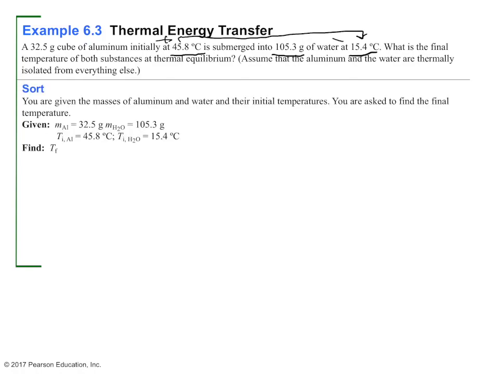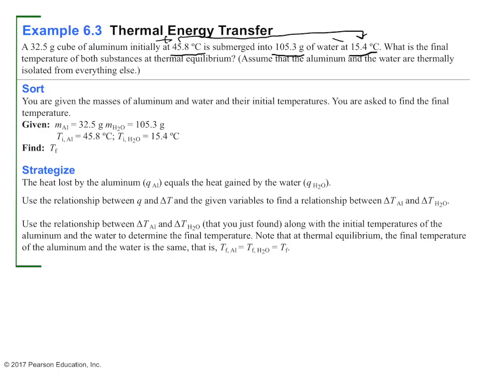So you're given masses of aluminum and water and their initial temperatures. You are asked to find the final temperature. Okay, so the heat lost by aluminum equals the heat gained by water. Use the relationship between Q and change in temperature and the given variables to find the relationship between the change in temperature of aluminum and the change in temperature of water. Use the relationship between the change in temperature of aluminum and change in temperature of water that you just found, along with the initial temperatures of the aluminum and the water, to determine the final temperature. Note that at thermal equilibrium, the final temperature of the aluminum and the water is the same.